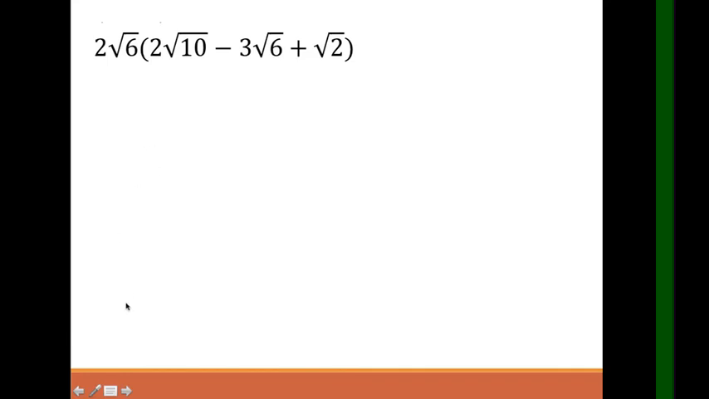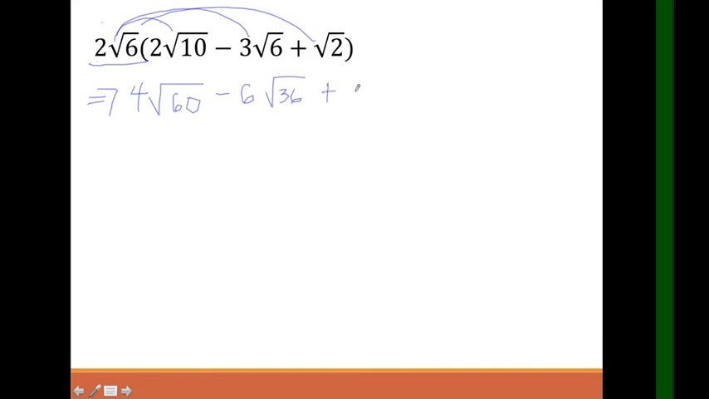Now, finally, we have another. Ito, medyo madami siya. But let's see kung mapapagaan natin siya. So, meron tayong 2 raised to square root of 6. And then, distribute natin yan dito sa tatlong yan. So, we have 2 times 2. That's equal to 4. And then, square root of 60. Tama ba? Square root of 60. And then, minus 2 times 2 is 6. Square root of 36. Right? Plus 2. Wala tayong ilalagay dyan. And then, square root of 12.